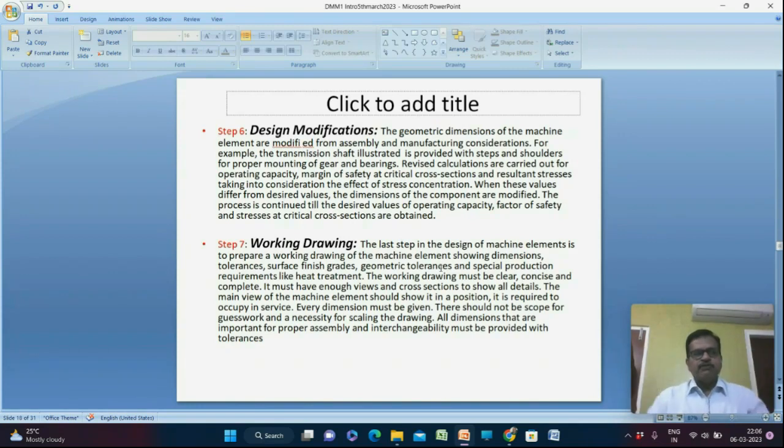The main view of the machine element should be shown in the position it is required to occupy in service. Every dimension must be given. There should not be any scope for guesswork and necessity for scaling the drawing. All the dimensions that are important for the proper assembly and interchangeability must be provided with tolerances.